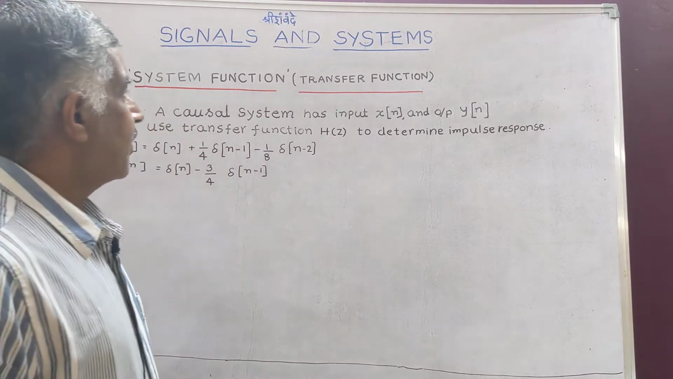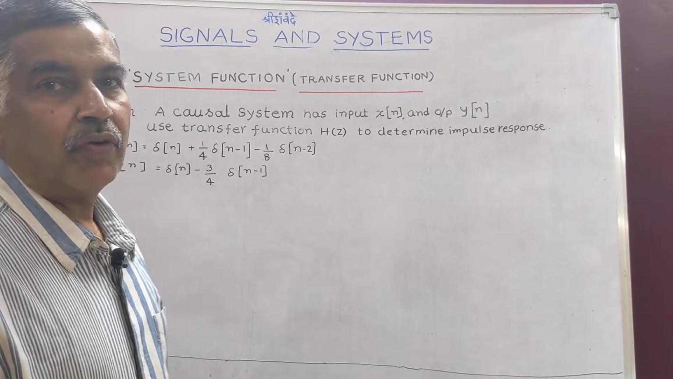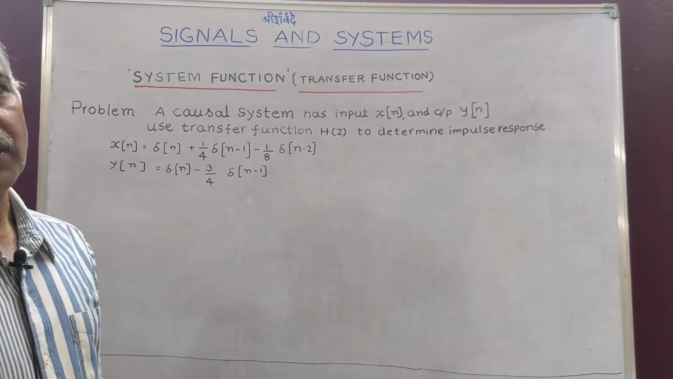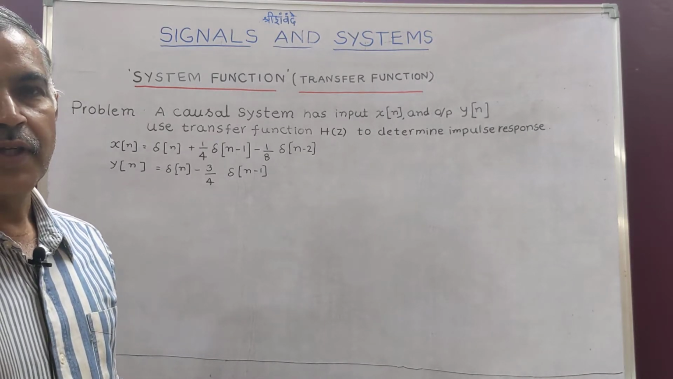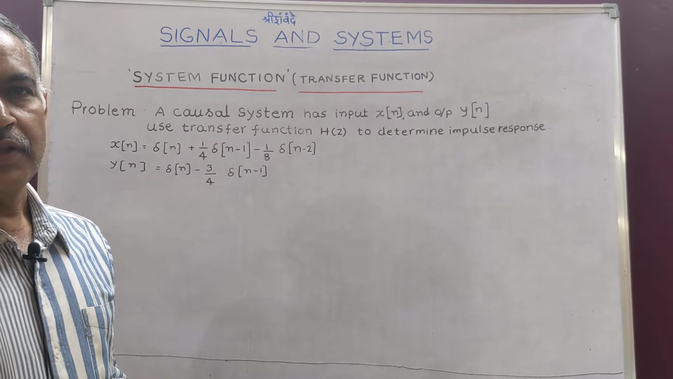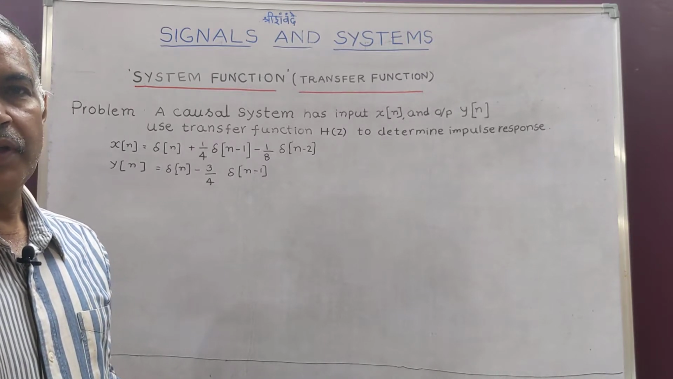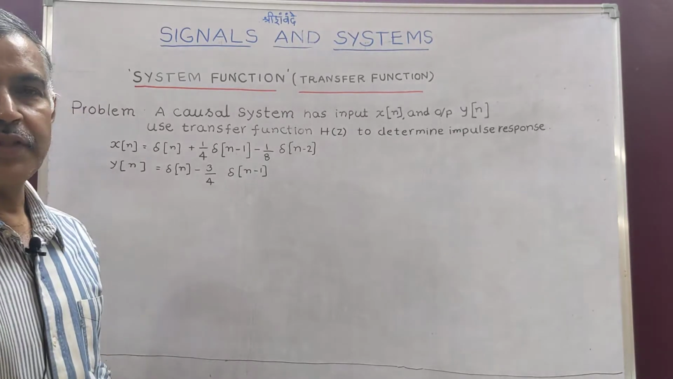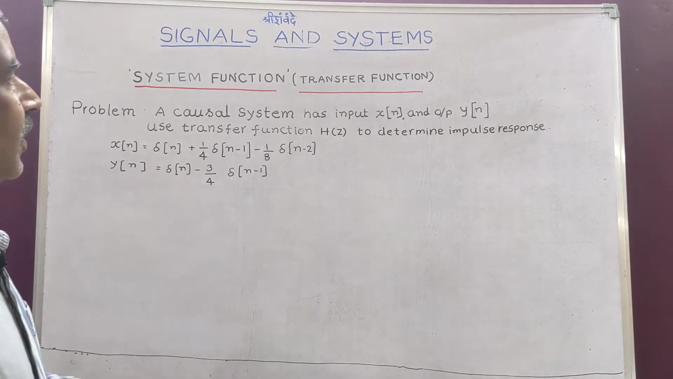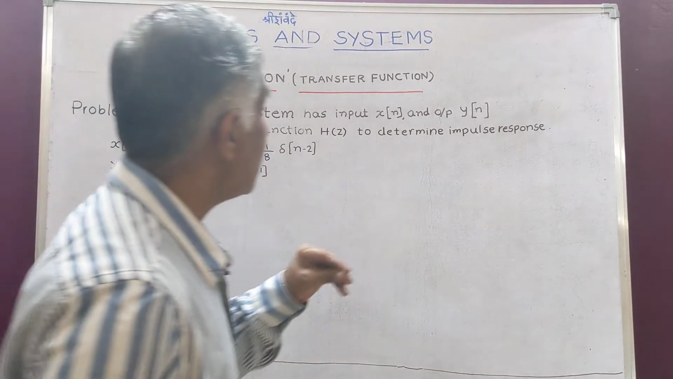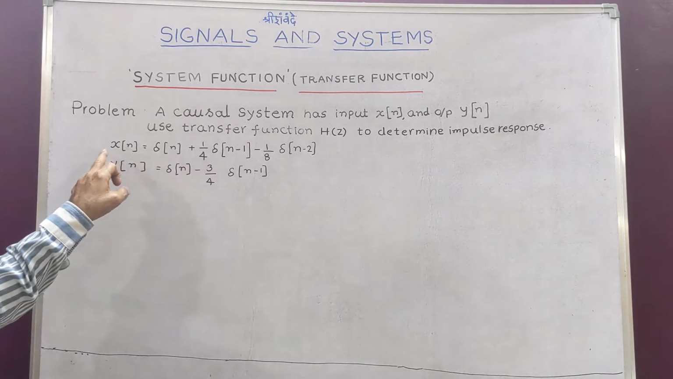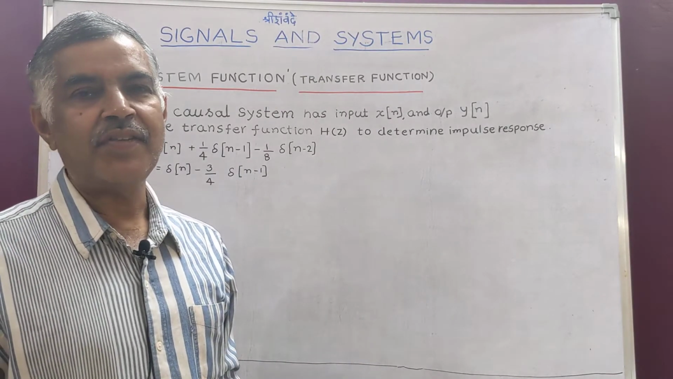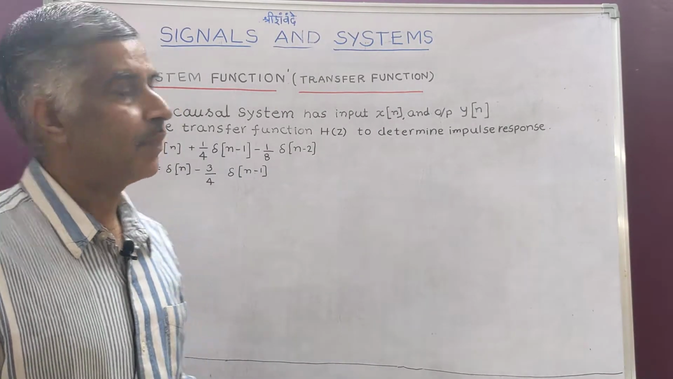A causal system has input x of n and output y of n. Use the transfer function H(z). You know that H(z) is what is called the transfer function. Transfer function is the ratio of the z transform of the output divided by the z transform of the input with zero initial conditions, that is H(z), to determine the impulse response. So you have to find the impulse response. So what is impulse response? Impulse response is the inverse z transform of H(z).